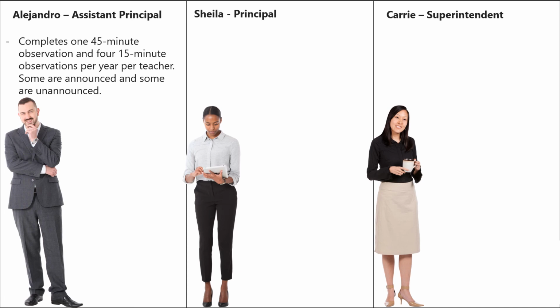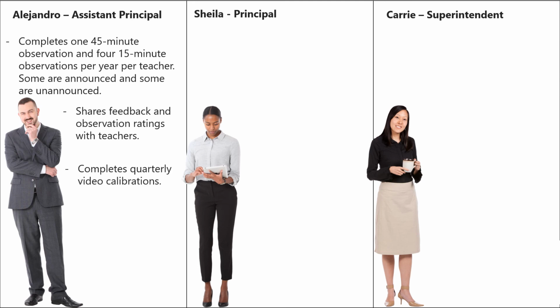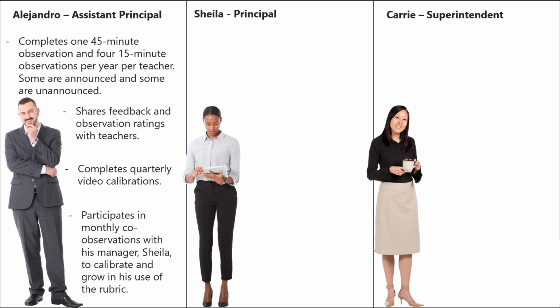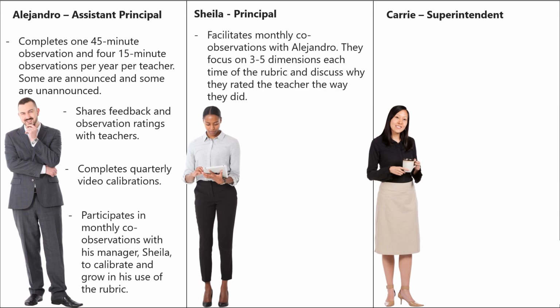Alejandro completes one 45-minute observation and 4 15-minute observations per year for every teacher he manages. Some of these observations are announced and some are unannounced. He also shares feedback and observation ratings with teachers promptly after the observation. He completes video calibrations quarterly to help him stay calibrated to the rubric. And finally, he participates in monthly co-observations with his manager, Sheila. The purpose of these are to both calibrate him and help him grow in his ability to implement the rubric. Let's take a look at what Sheila does.